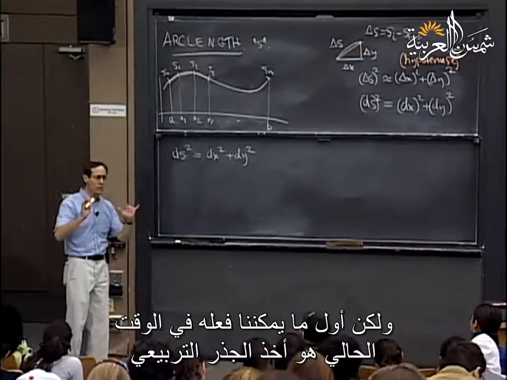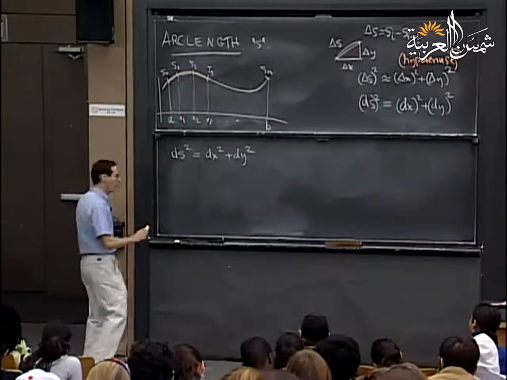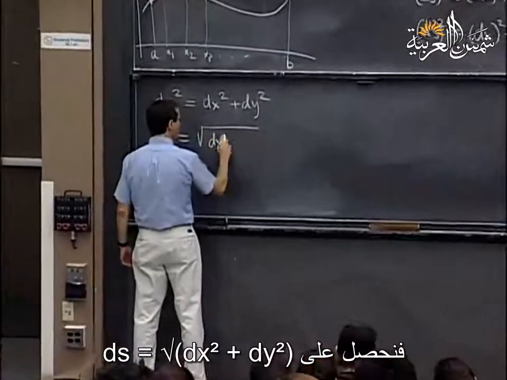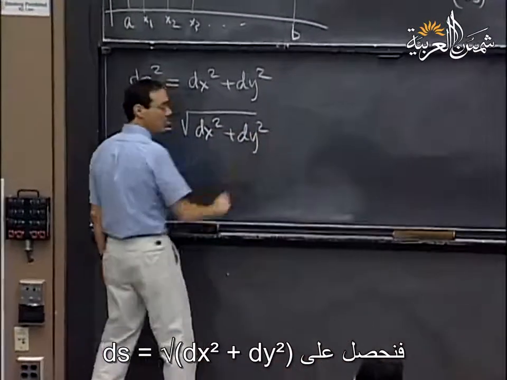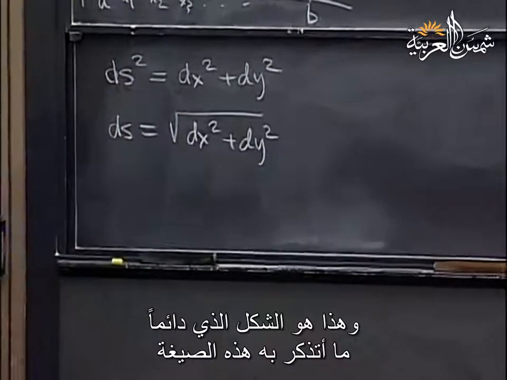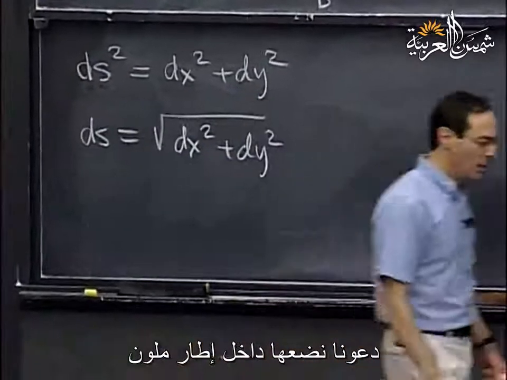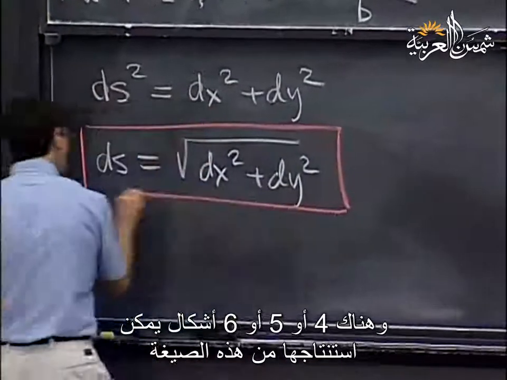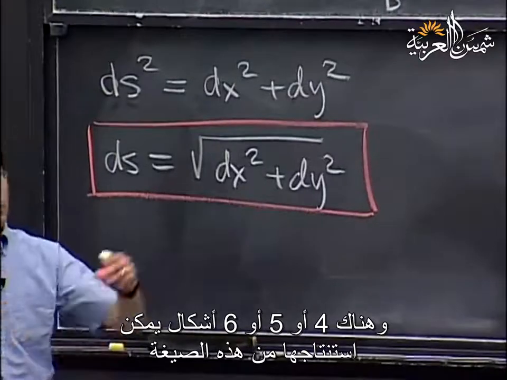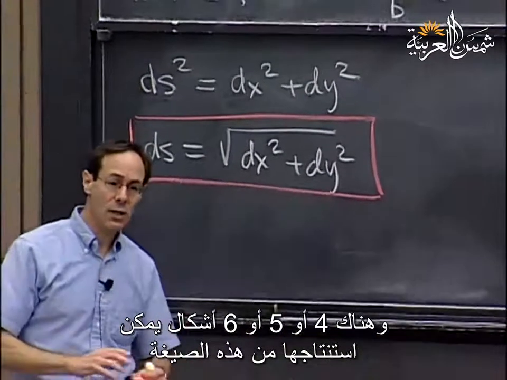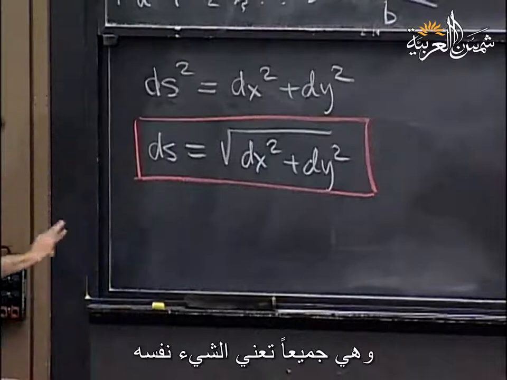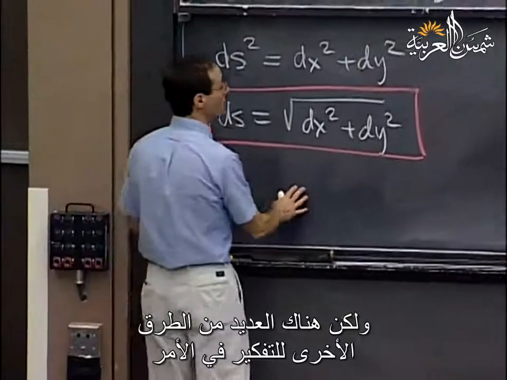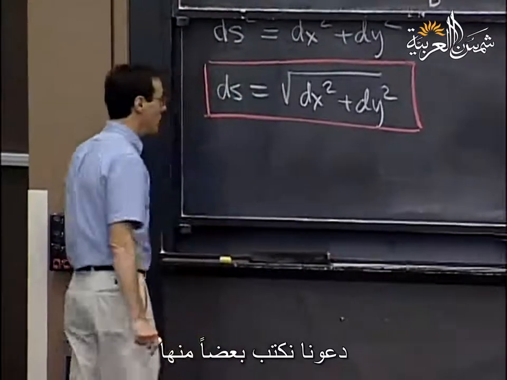But immediately, the first thing we're going to do is take the square root. That's the square root of dx squared plus dy squared. And this is the form in which I always remember this formula. Let's put it in some brightly decorated form. But there are about four, five, six other forms that you'll derive from this, which all mean the same thing. So this is, as I say, the way I remember it. But there are other ways of thinking of it. And let's just write a couple of them down.